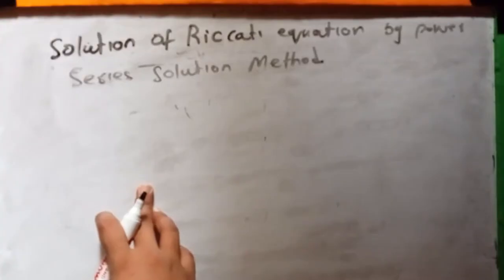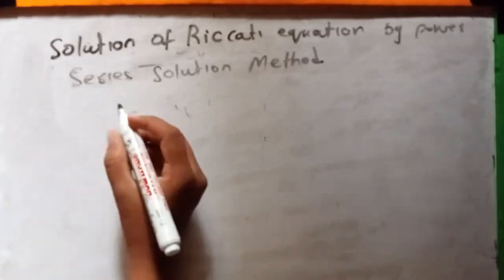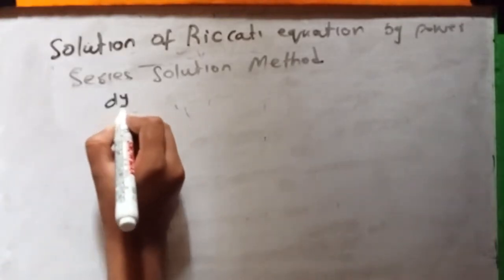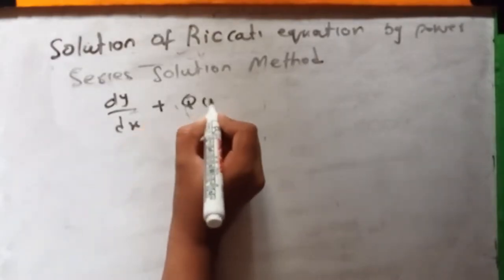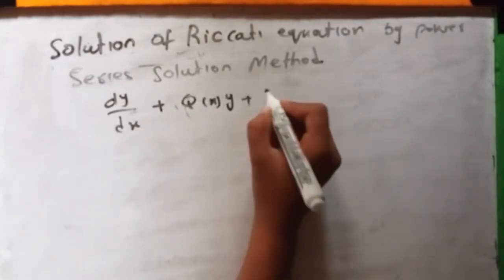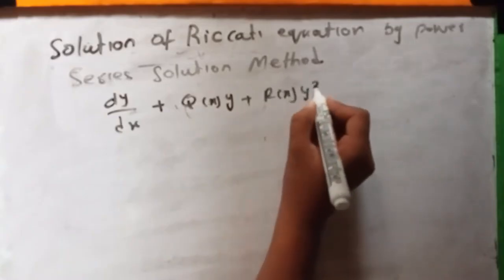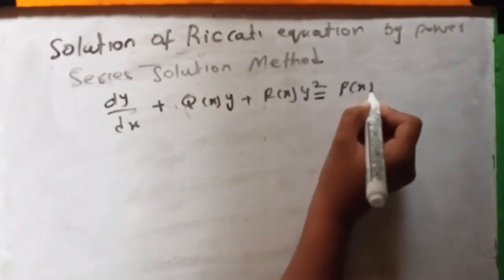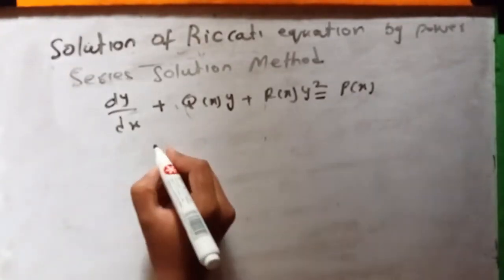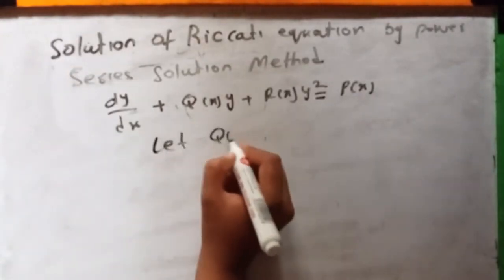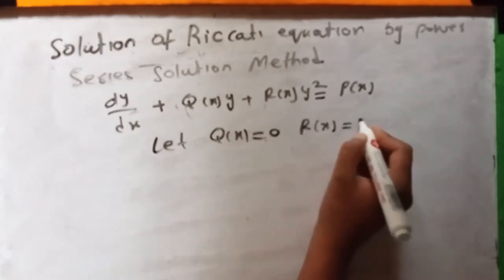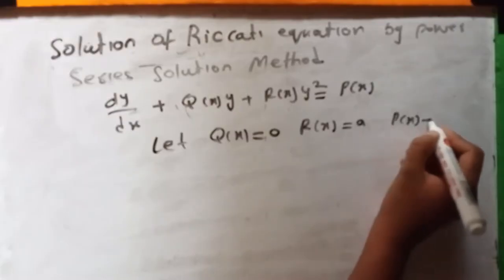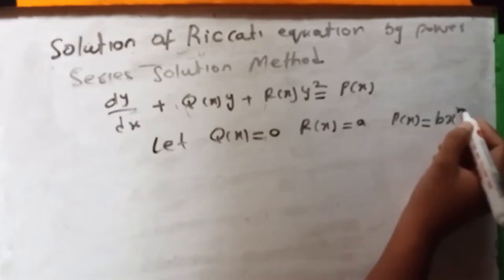Welcome to this channel. In this video, we will find the solution of Riccati equation by power series solution method. Riccati equation is dy over dx plus q of x y plus r of x y square is equal to p of x. Let q of x is equal to 0, r of x is equal to a, and p of x is equal to b x raised to power n.